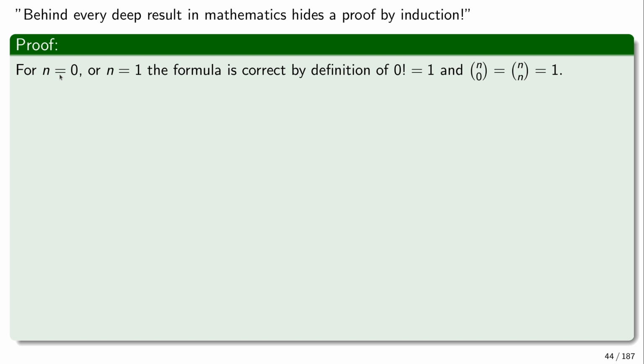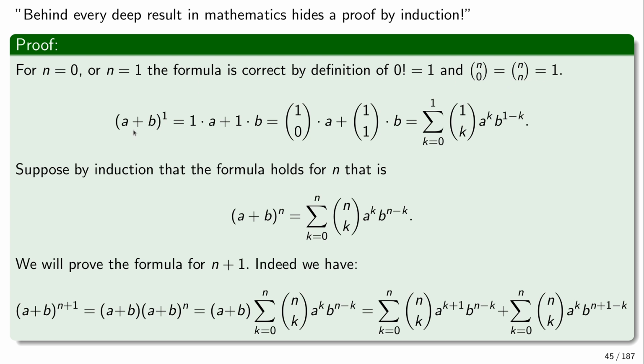So the first step would be to show that for n equals 0, n equals 1, the formula is correct. So for n equals 0, by definition, those are 1. And for example, for n equals 1, we have this formula that we have already seen. a plus b to the power of 1 is just a plus b, and we can write those ones here, and then it just follows exactly this pattern. So we can write this as the sum. So for this case, we're covered. At least for n equals 1, the formula is correct.